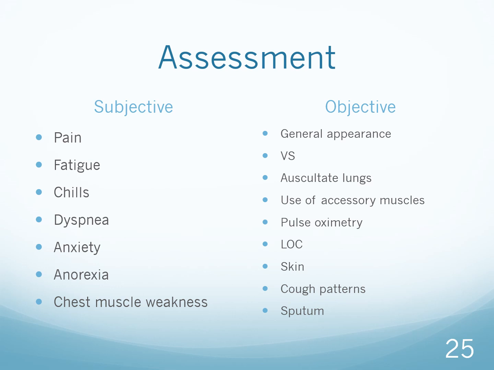Chest muscle weakness. Objective signs and symptoms, general appearance. Don't forget your general survey. Vital signs. Auscultate the lungs. See if a person is using accessory muscles. Check the pulse ox. Look at the level of consciousness and gauge it. Skin, pallor. Any cough patterns. I cough more when I lie down. I cough more in the evening. And what's going on with their sputum, its color.